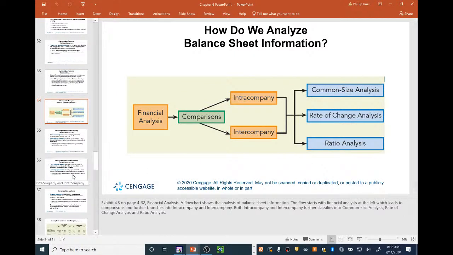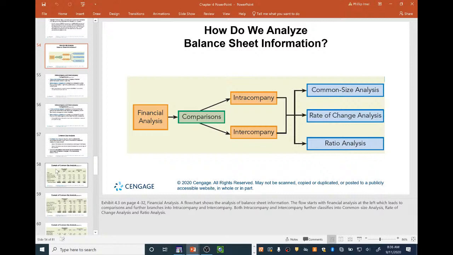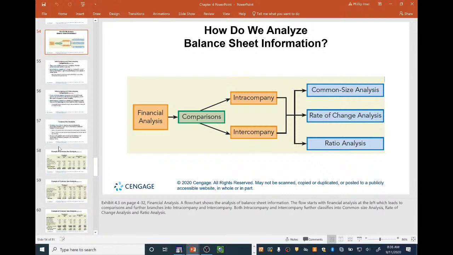So how do we exactly analyze balance sheet information? First, the financial analysis, we take comparisons with the intracompany and intercompany right here. Common size analysis, rate of change analysis, and ratio analysis. So pretty much that's just a little figure there going through. I'm not going to really harp on that much.